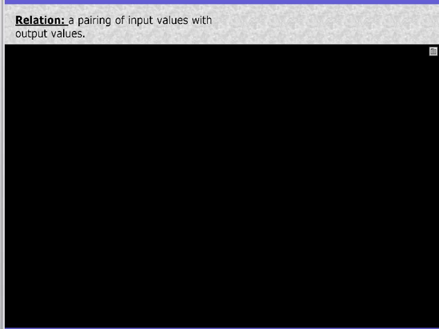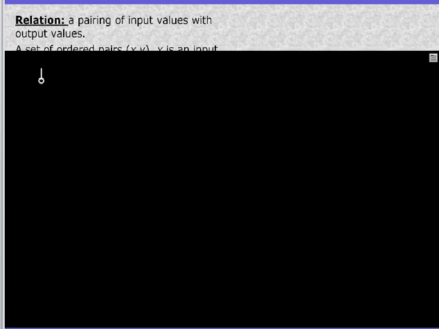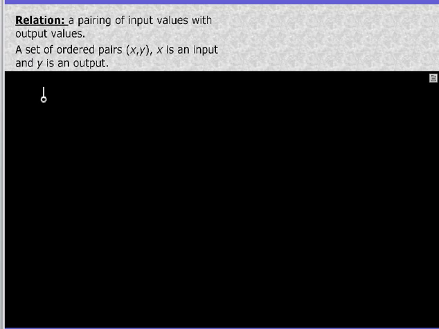Relation. It's a pairing of input values with output values. So any kind of pairing of input values and output values, for instance, items in a store and their price, or students in a class and grades, those are all relations. A set of ordered pairs (x, y): in math we often think of relations as a set of ordered pairs, x and y. X is your input value and y is your output value.